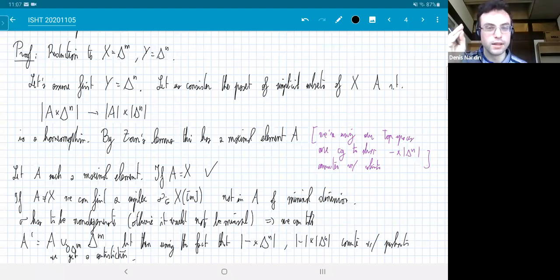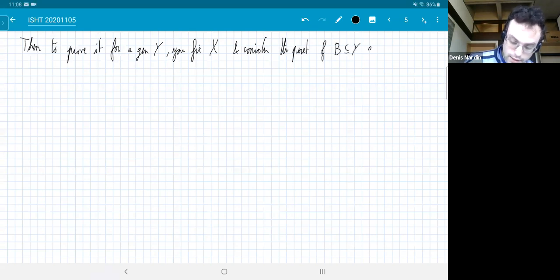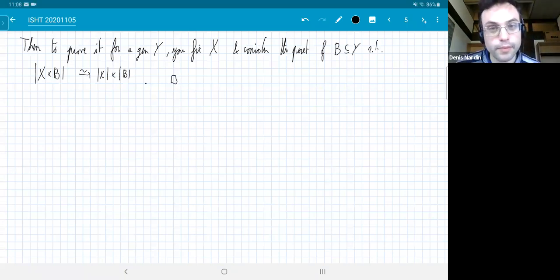This is a very standard kind of argument in simplicial sets. You want to prove something for a big guy, you know how to prove it for simplices, you take the maximal subcomplex for which the thing is true, and you show that you can add one single simplex. And you're done. In words, to prove it for a general Y, you fix X and consider the poset of B in Y such that X times B goes to the product is a homeomorphism, and proceed as before. And again, I'm not going to do the case of two simplices, that's just direct combinatoric arguments, as in the case of delta one times delta one.